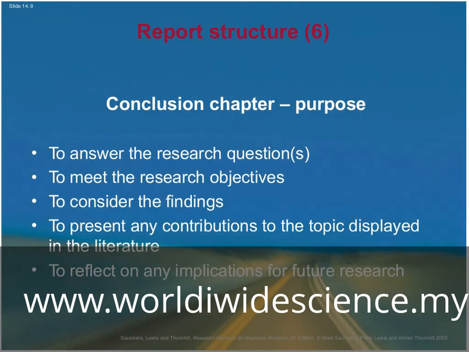And then the conclusion chapter. What do you do in the conclusion chapter, meaning the final chapter, chapter 5 maybe, of your research? You answer the research question, meet the research objective, consider the findings, present any contribution to the topic displayed in the literature, and reflect on any implications for future research. So this is very clear: you should answer about research question, objective, findings, data analyzing, and implications, all of them in chapter 5, the final chapter, I mean the conclusion or recommendation chapter.